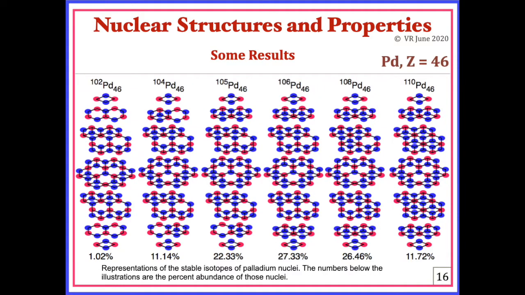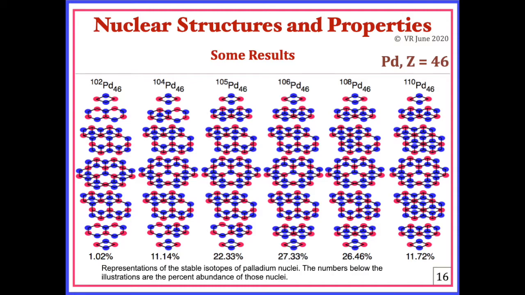The next element I discuss is palladium, atomic number 46. It is halfway up the periodic table of naturally occurring elements. This slide shows all stable palladium isotopes. As expected, all comply with the rules of binding given earlier. The lowest stable isotope, 102Pd, has 11 vacant neutron lattice positions. The most abundant isotope, 106Pd, has 4 of those vacancies filled.